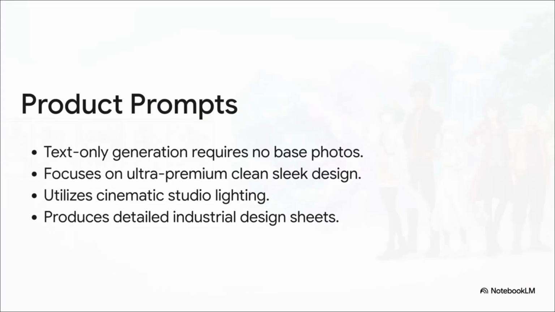Now, what if you're making a commercial ad for a physical product instead of a character? Well, the process is actually even faster. For product sheets, text-only generation requires absolutely zero base photos. You don't have to upload a single image. Instead, you rely heavily on keywords like ultra-premium, clean, sleek design and, this is a big one, cinematic studio lighting. This basically forces the AI to churn out detailed industrial design sheets with these highly dynamic angles. It looks like it was shot in a $1 million studio.